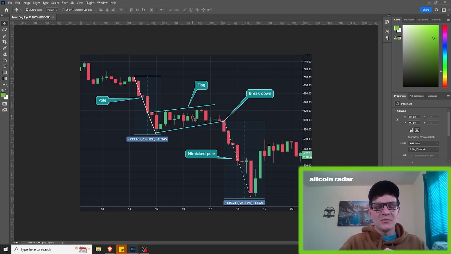So now you're probably wondering, how do you actually trade a bear flag pattern, all right? And it's actually pretty simple, to be honest with you, especially since they work the same way as bull flag patterns, just in reverse, all right?